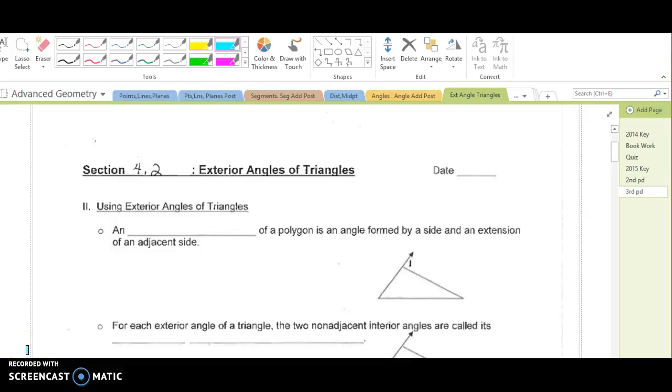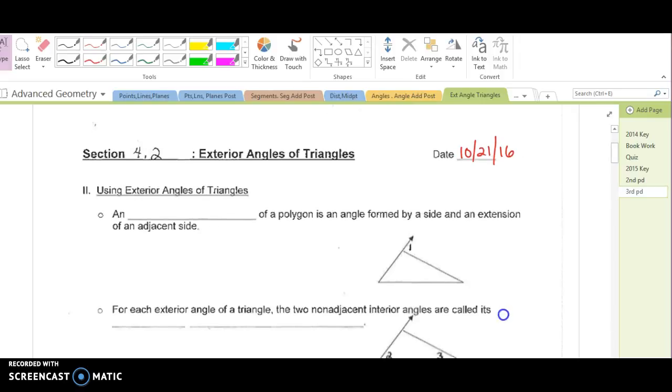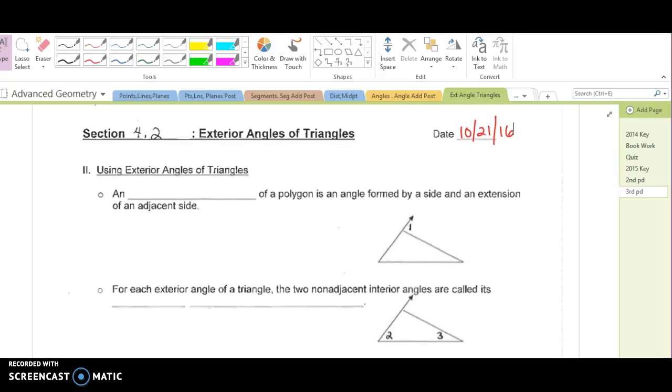Okay, so yesterday, by the way, today is October 21st, 2016, we talked about the triangle angle sum theorem and the fact that the angles of a triangle add up to 180 degrees. Today we're going to talk about exterior angles of triangles.